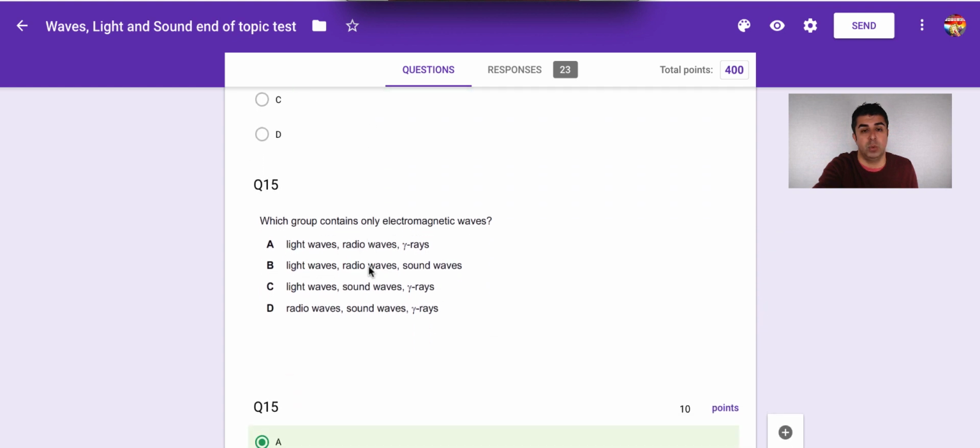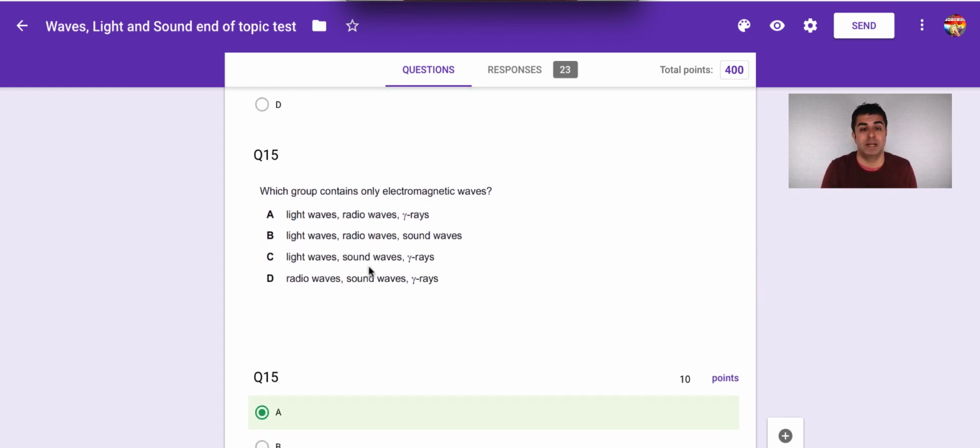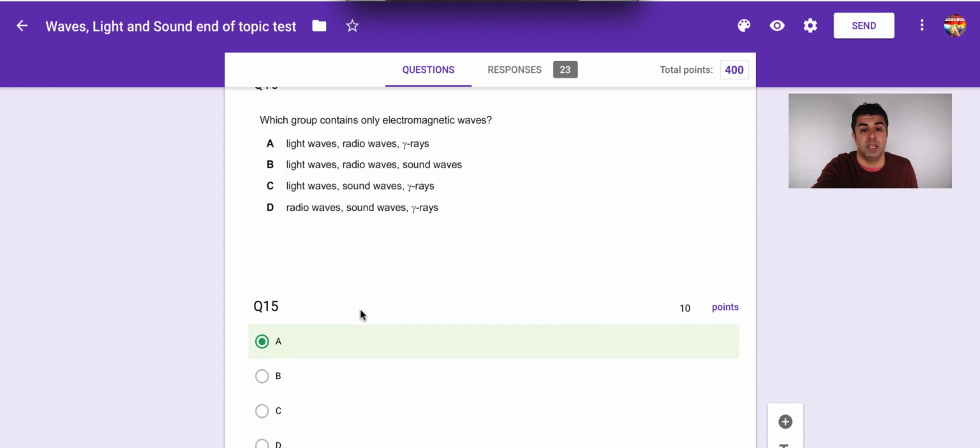Number 15, which group contains only electromagnetic waves? Very similar to the previous question, just different words. Again, we're looking for light waves or electromagnetic waves, and not necessarily visible. So 15 is A.